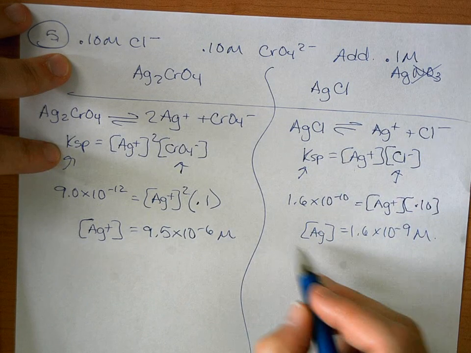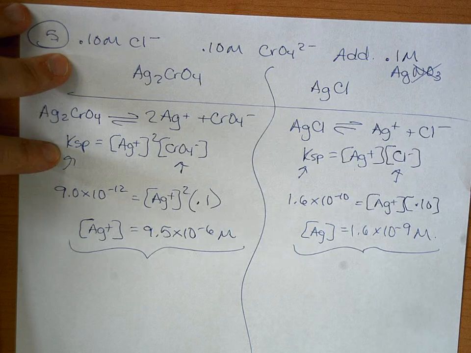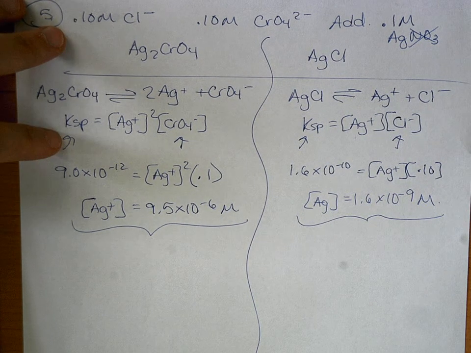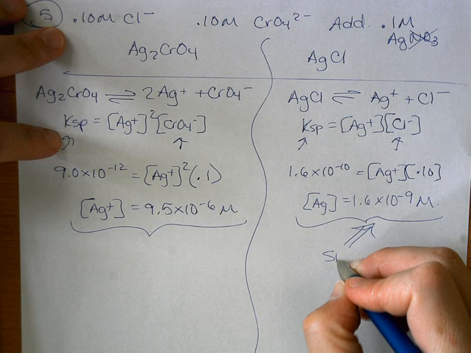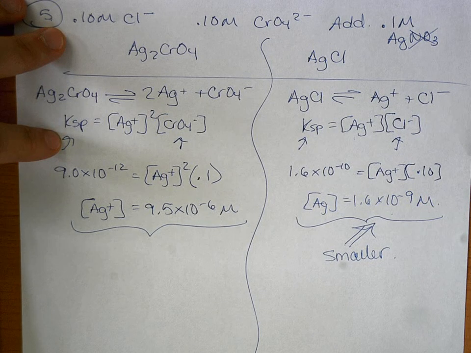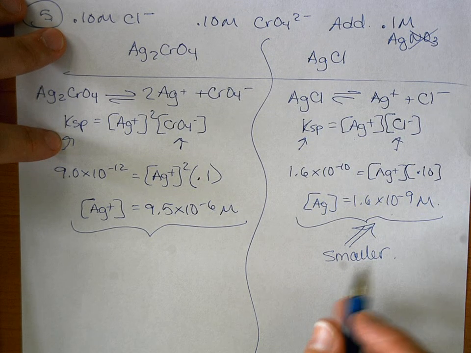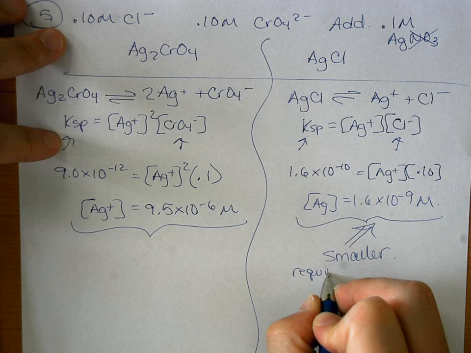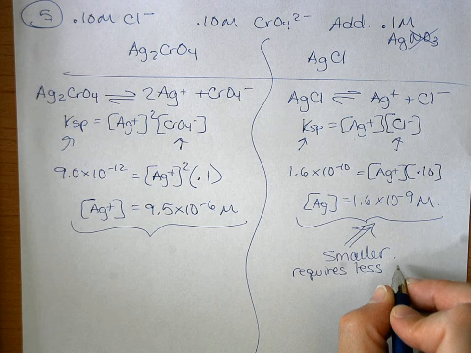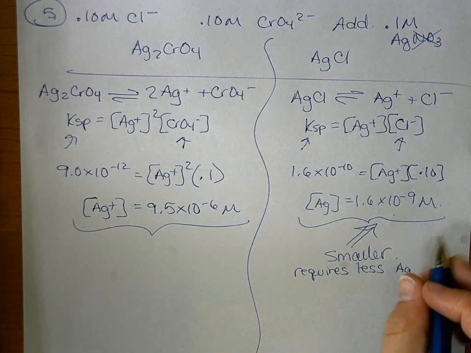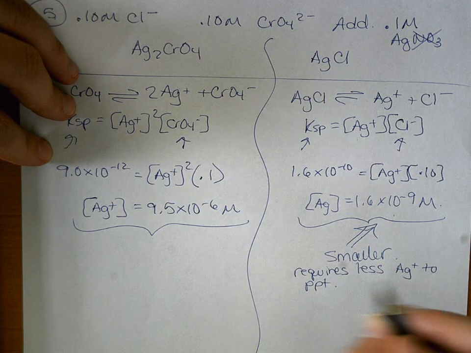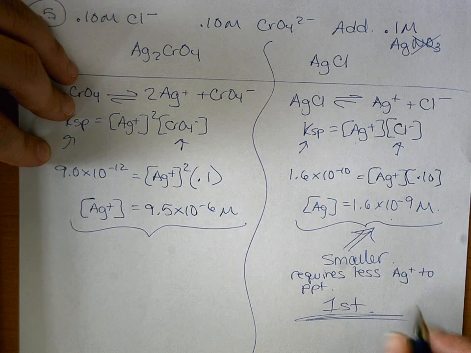What this is telling me is how much silver I need in order to form a precipitate. Since this number is smaller, you're always looking for the smaller one, because that means that you need less silver in order to make this precipitate. So since it requires less silver to precipitate, then it will precipitate first. Okay, so my answer is AgCl.